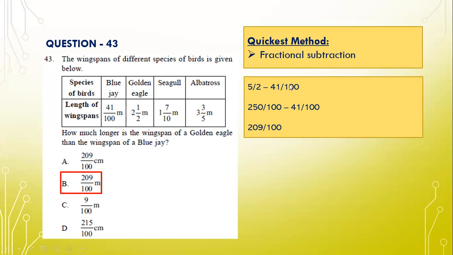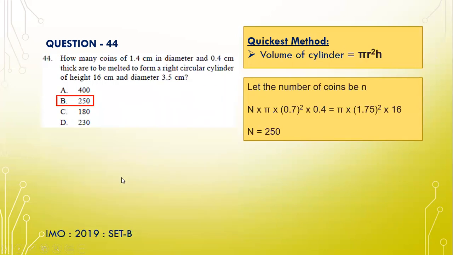Normalize. What is the common denominator? It is 100. So 2 50s are 100 and 5 50s are 250. So 250 upon 100 minus 41 upon 100, and 250 minus 41 is 209. So answer is 209 upon 100. So again easy question. So solve easy questions first.